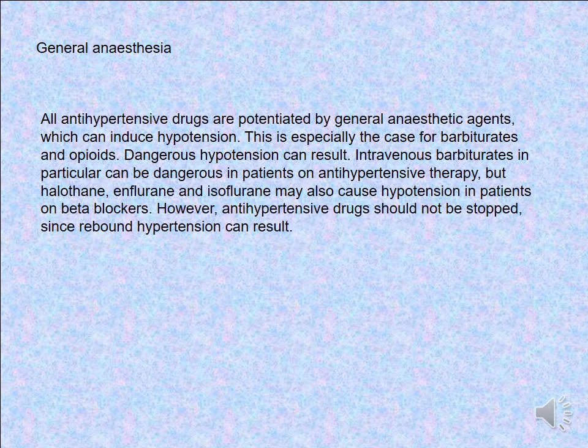General anesthesia: all antihypertensive drugs are potentiated by general anesthetic agents, which can induce hypotension. This is especially the case with barbiturates and opioids. Dangerous hypotension can result. Intravenous barbiturate in particular can be dangerous in patients on antihypertensive therapy, but halothane, isoflurane, and enflurane may also cause hypotension in patients on beta blockers. However, antihypertensive drugs should not be stopped since rebound hypertension can result.